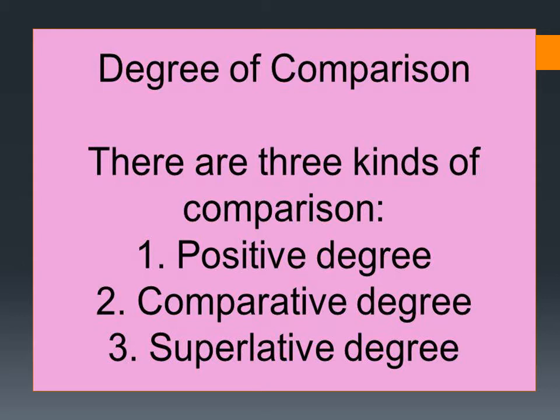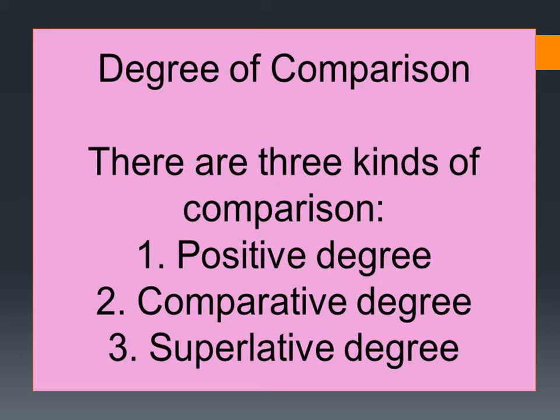Comparative degree. What is comparative degree? When we have to compare two persons or two things and talk about them, the adjective used is the comparative adjective. What is superlative? Superlative is when there are more than two persons or more than two things. That is, it can be three or more than three. When three or more than three persons or things are compared, that is called the superlative degree.